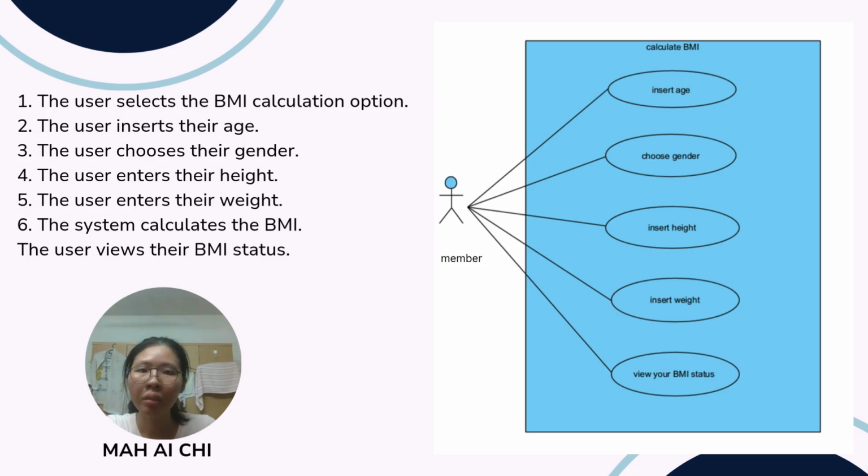Next, calculate BMI. The user selects the BMI calculation option. The user inserts their age. The user chooses their gender. The user enters their height. The user enters their weight. The system calculates the BMI. The user views their BMI status.